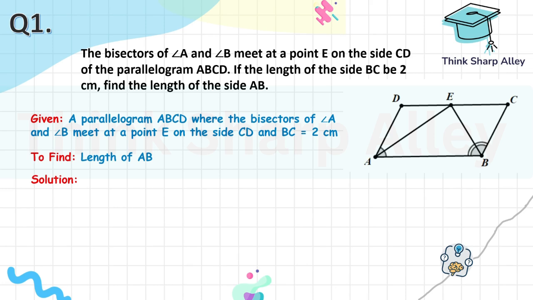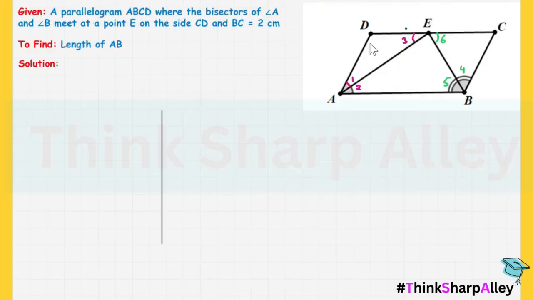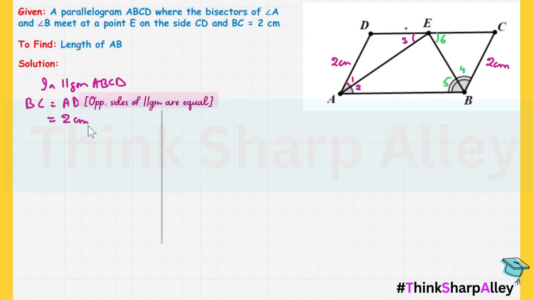Let's break it down one smart step at a time. I have already numbered all the angles that I need. Now BC is given to be 2 cm, so this is 2 cm, which means AD will also be 2 cm. So that I need to mention over here. So in parallelogram ABCD, BC is same as AD. So each becomes equal to 2 cm. Why? Because opposite sides of parallelogram are equal.